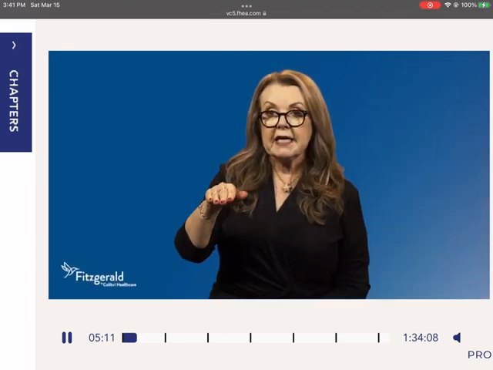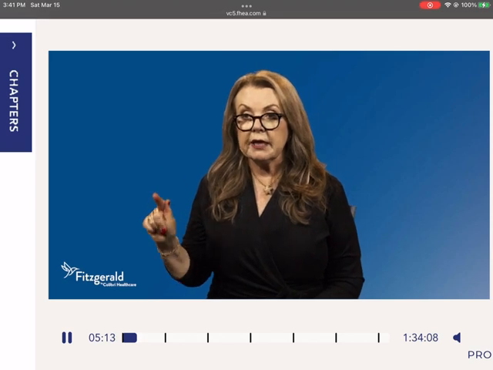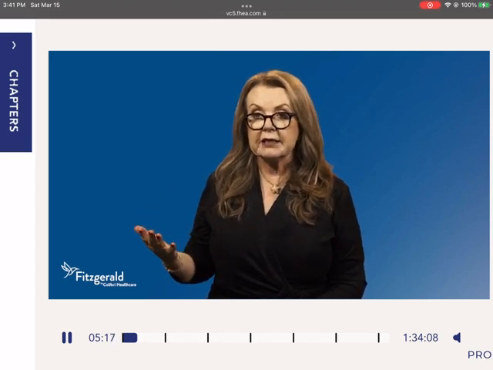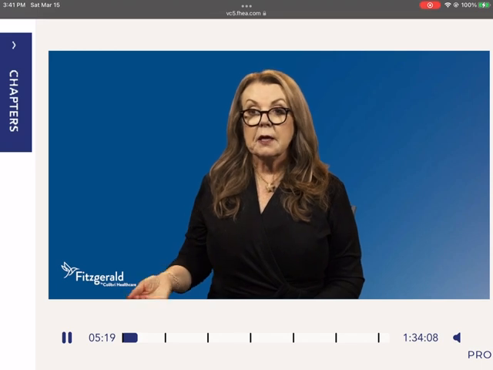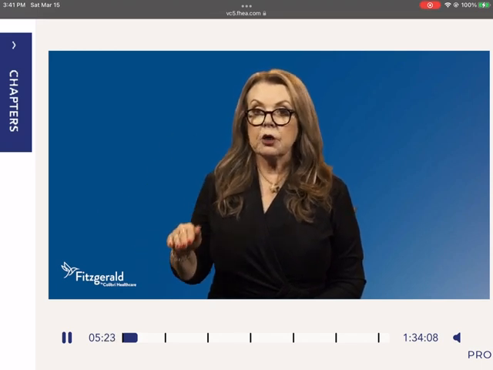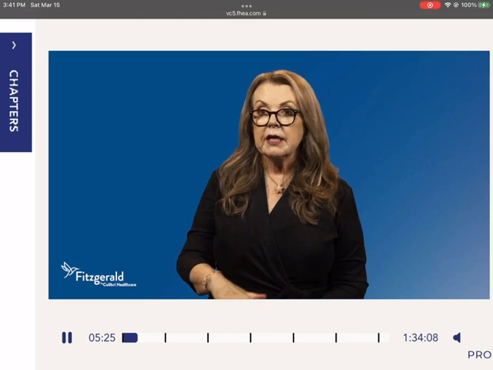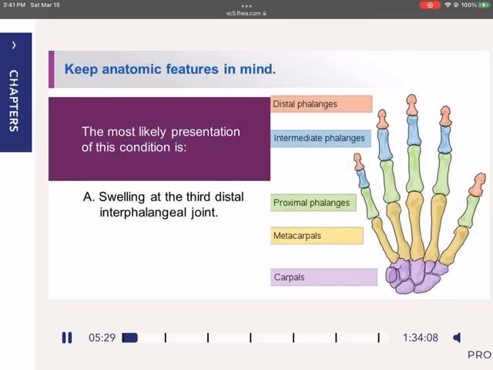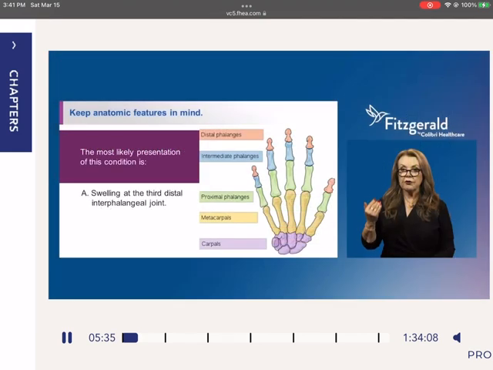You are being tested as an entry-level NP. You're going to be tested on classic presentation of disease. But in order to answer a question like this, you need to know some anatomic markers and where the disease is most likely to occur. Would it be A, swelling at the third distal interphalangeal joints? Well, where are the interphalangeals? In the hand. Is that where we see gout?